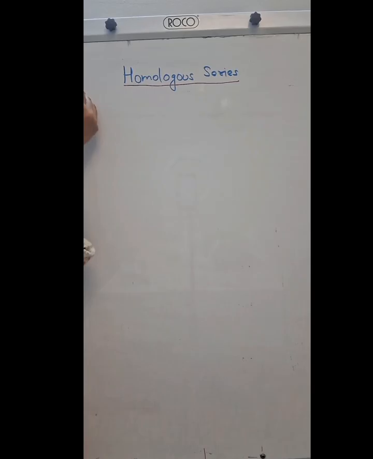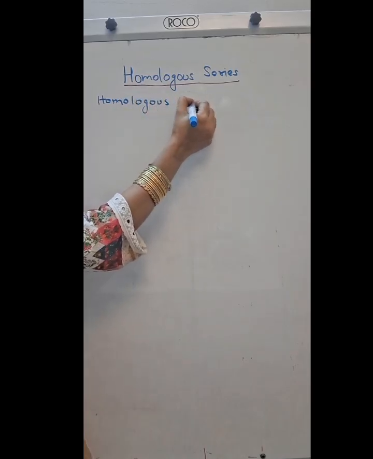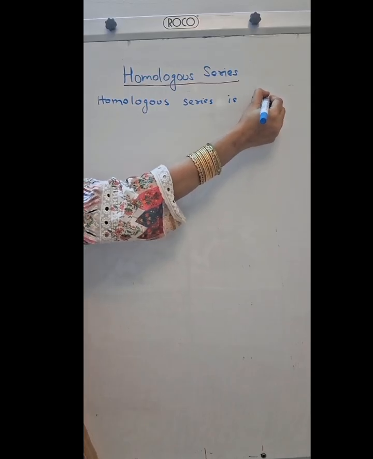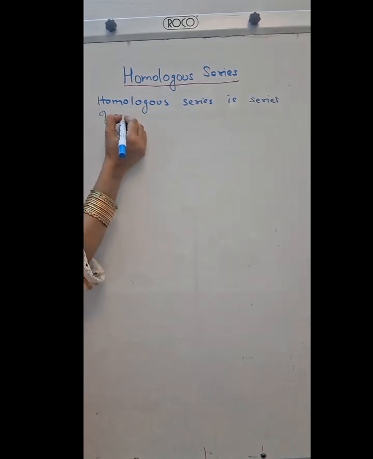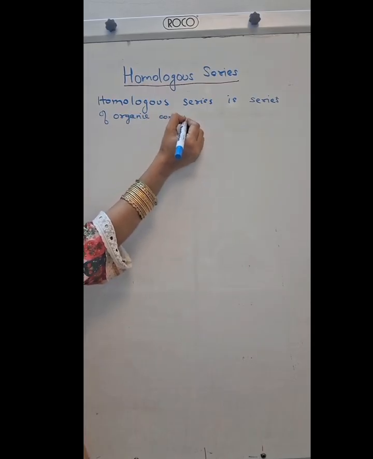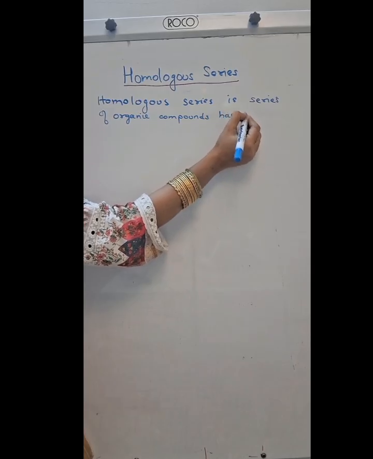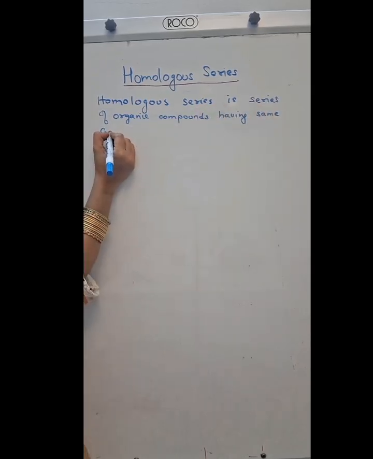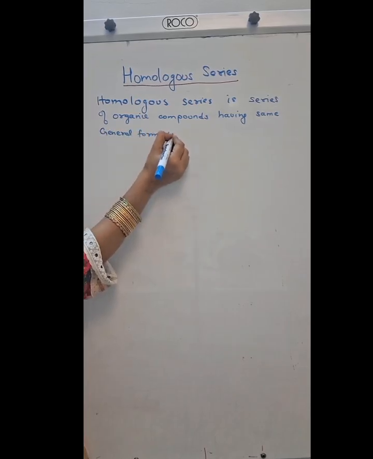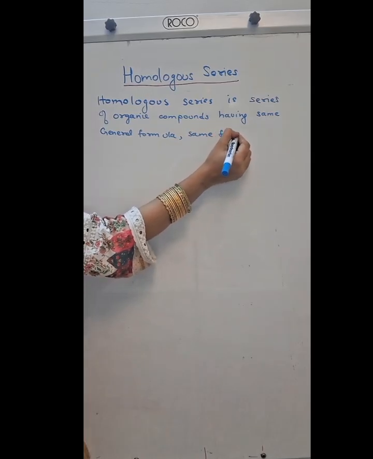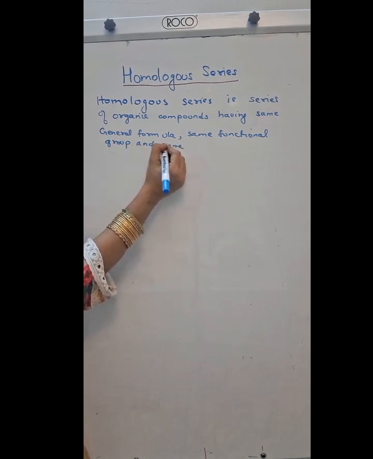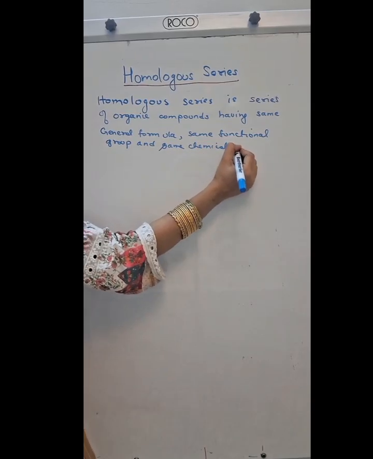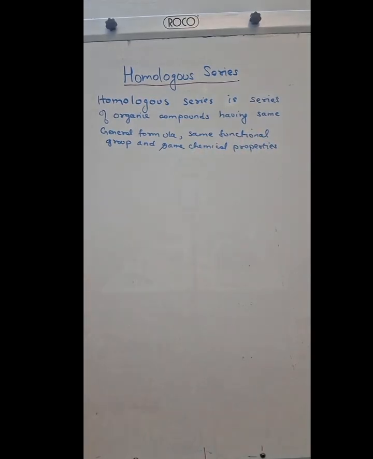Now here, homologous series, from the name itself, we can understand that we are going to learn about some series. Okay, so we can define homologous series as a series of organic compounds having the same general formula, the same functional group and the same chemical properties.